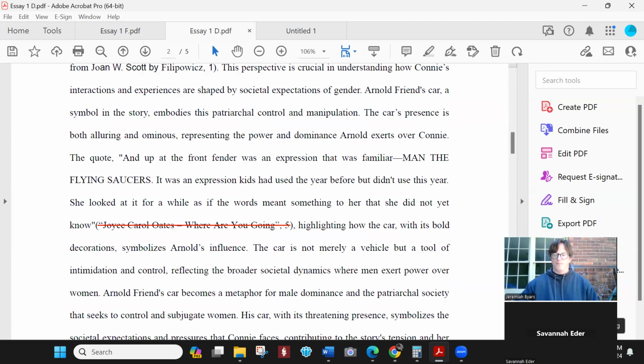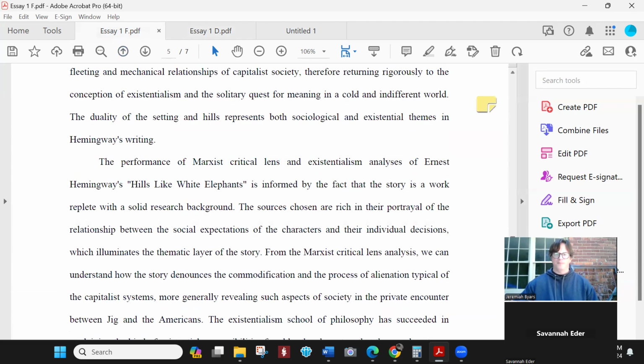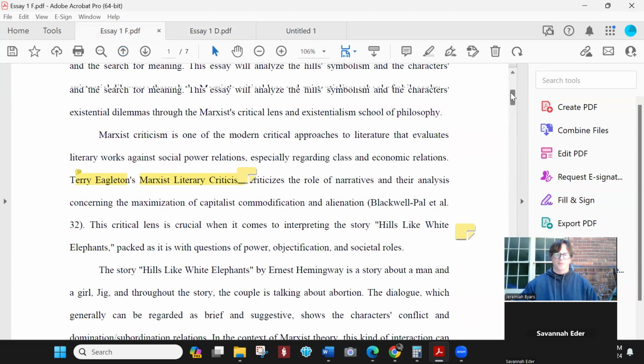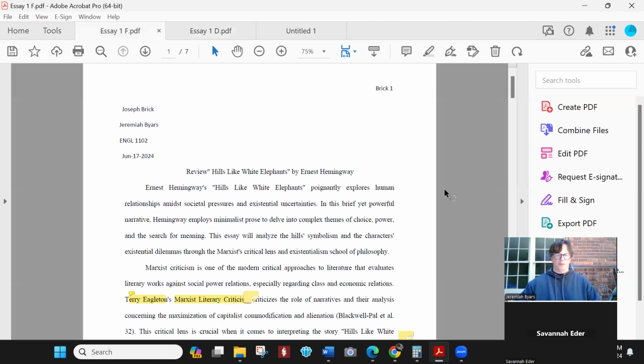All right. I'm running out of battery soon. So we need to finally, this is an F paper. This is by Joseph Brick because it was a brick of a paper. Okay.